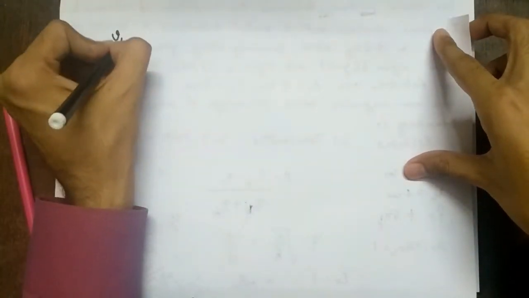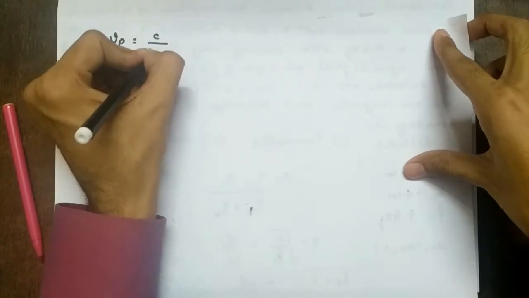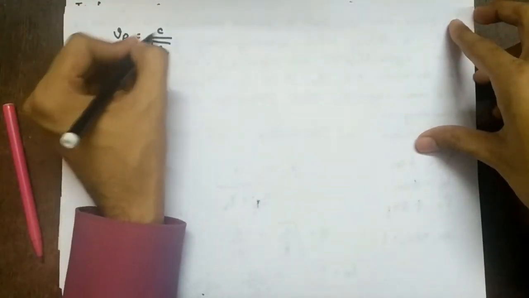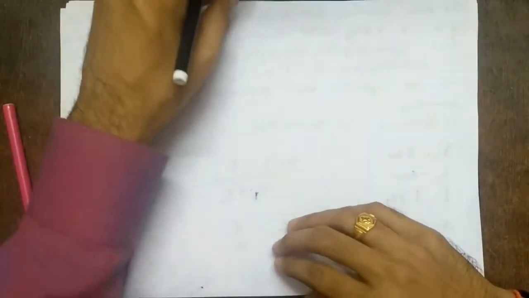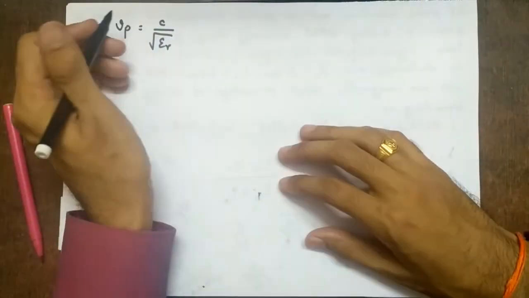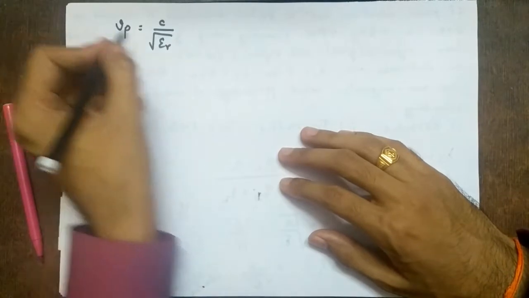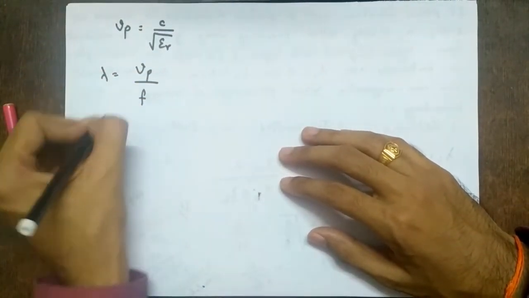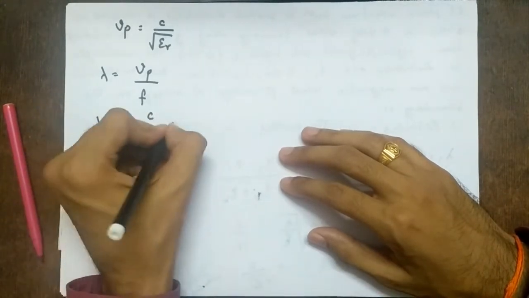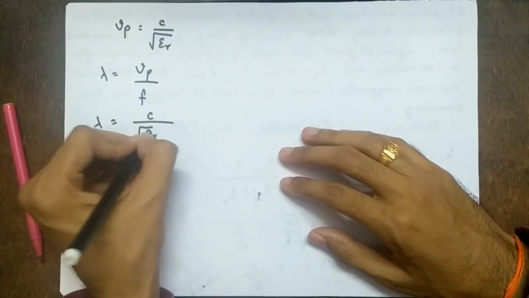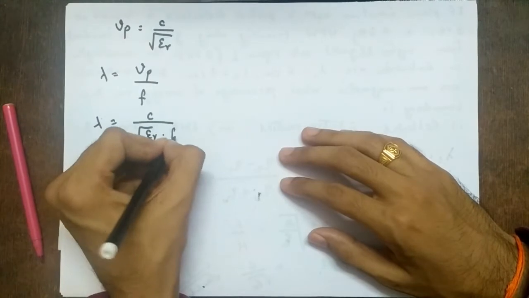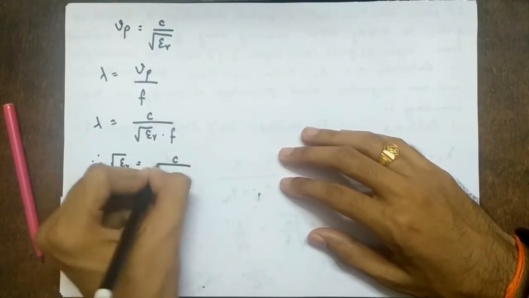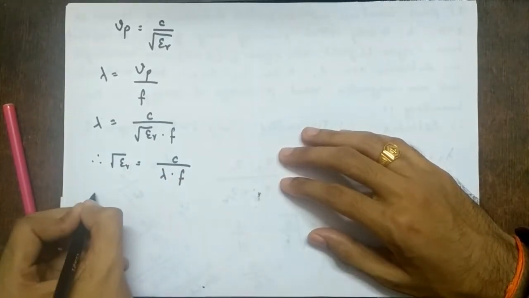If you are confused, we have already proved this for a perfect dielectric. Vp is c upon root epsilon r for a dielectric. We proved this in the phase velocity lecture, so you can refer to that lecture if you don't know this formula. So what will lambda be again? Lambda is Vp by f, so lambda is c by root epsilon r into f. Therefore root epsilon r is c by lambda into f.